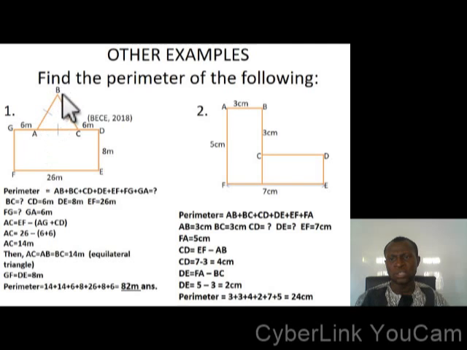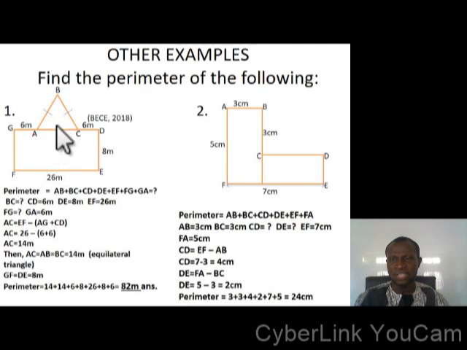AB plus BC plus CD plus DE plus EF plus FG, and going back to where you started, GA. So when you add all these sides, that gives you the perimeter of this shape. Remember, we don't add the inner part. When you look at this shape, we seem to have two shapes here. That's the triangle and the rectangle, as you can see.